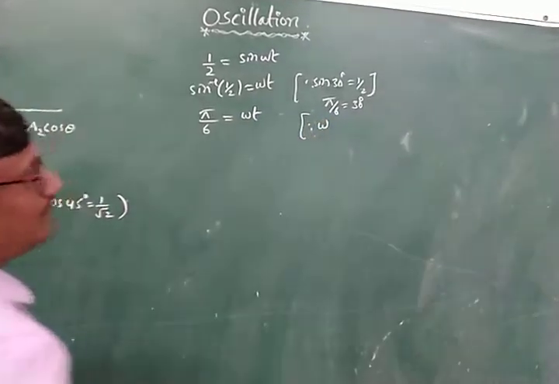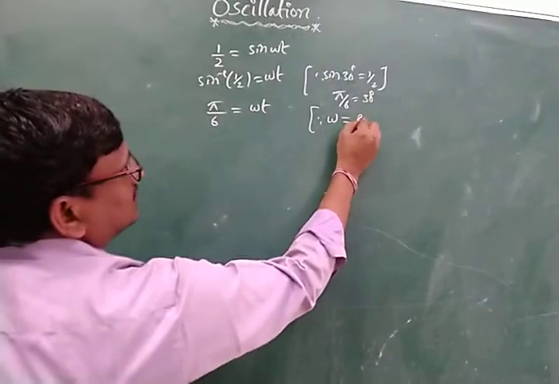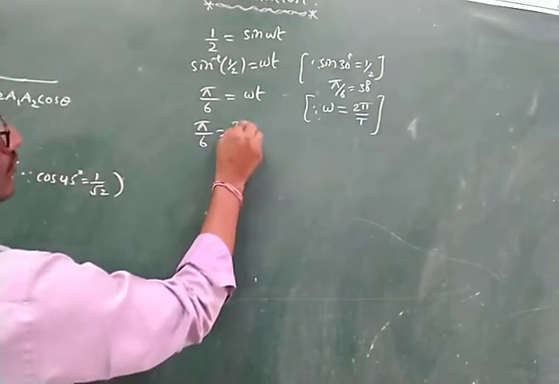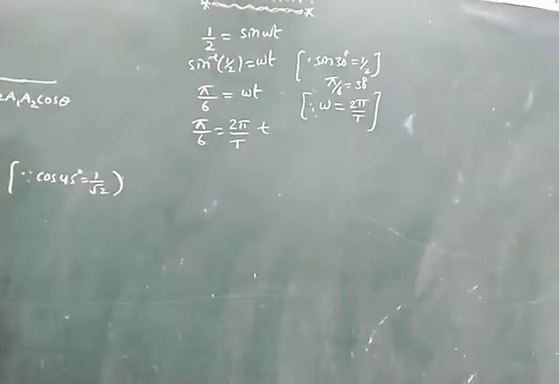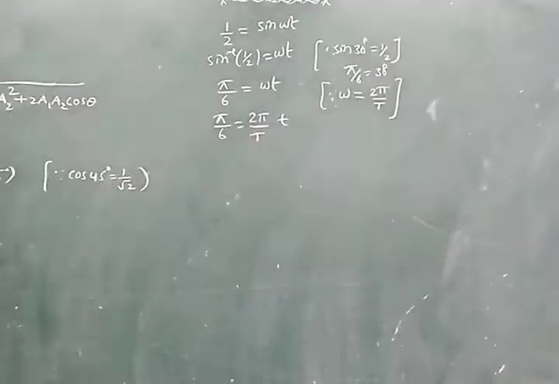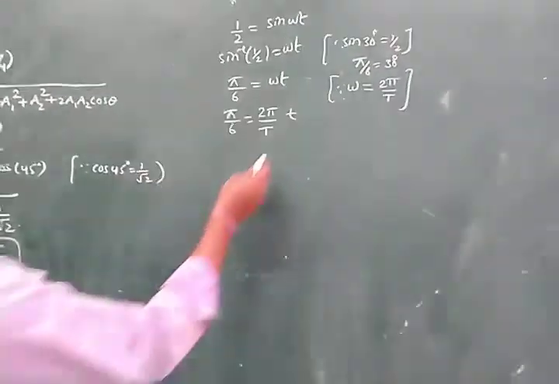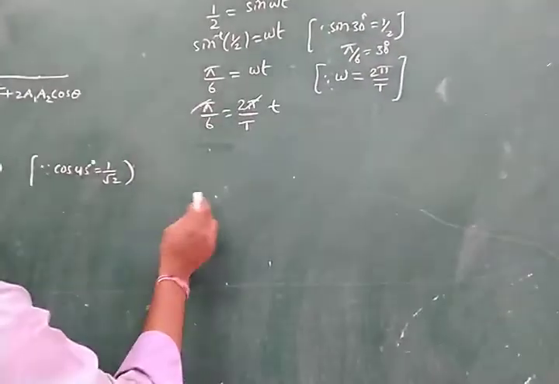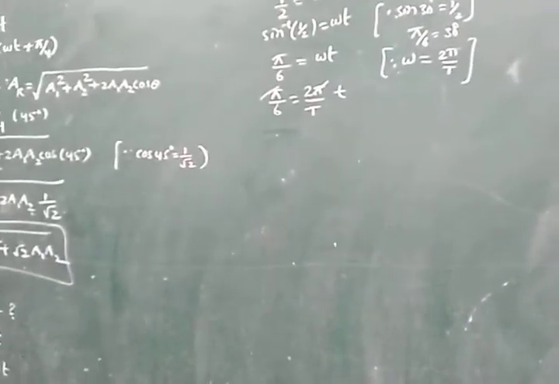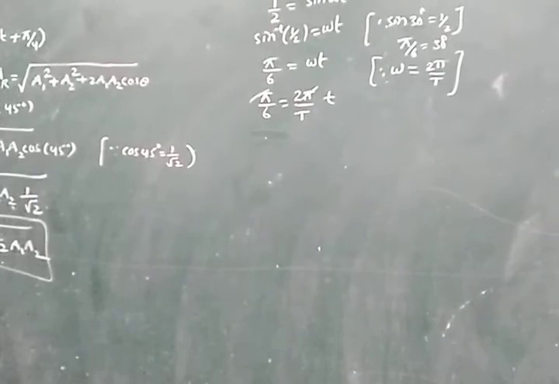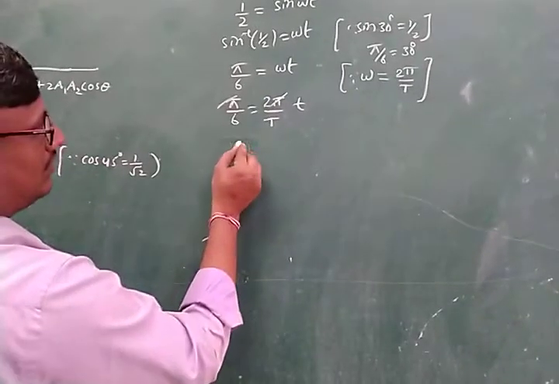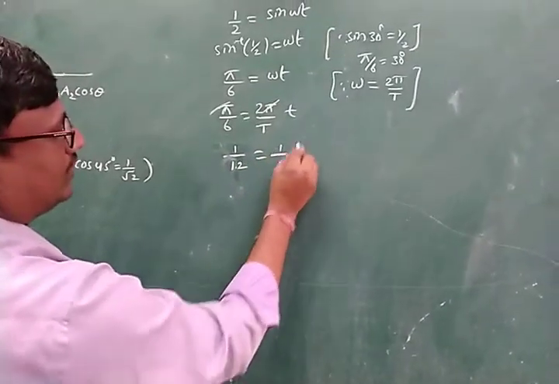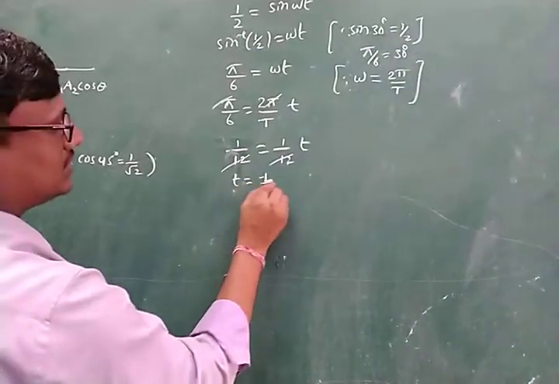We know that omega, the angular frequency or angular velocity, is equal to 2 pi by T. Substitute here: pi by 6 is equal to 2 pi by T into small t. Now write the given values: the capital T is given as 12. The pi gets cancelled. Then we find the small t. Substituting, 1 by 6, cross multiply: 12 is equal to 1 by 12 into small t. 12 gets cancelled. t is equal to 1 second.